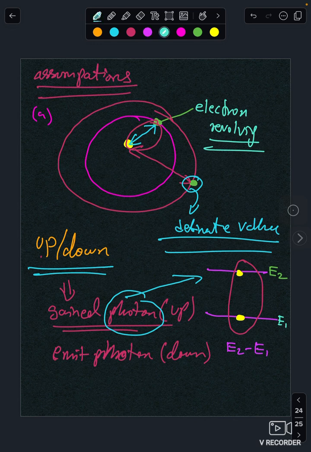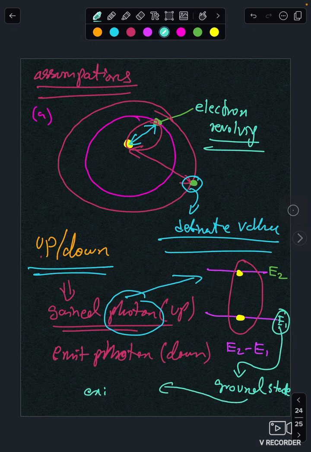And one more thing, this E1 is also known as the ground state. We call them energy state or energy level: ground state or ground level, the lowest level, or excited level when it goes up in circular orbits. I'm just taking this line, so this is how it works.